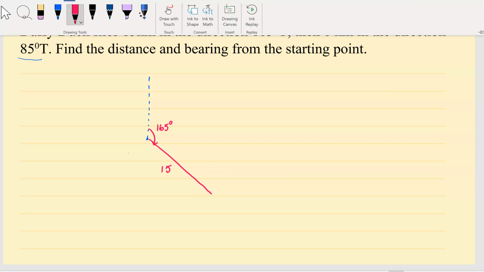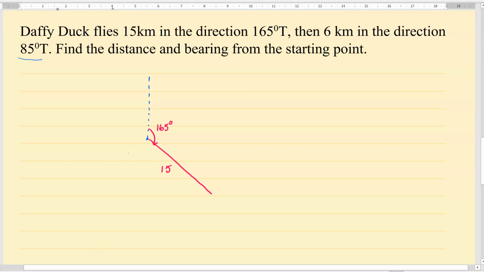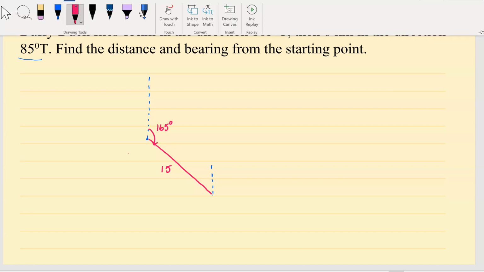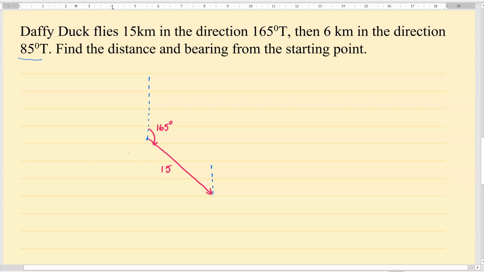So the next thing, we look at the next instruction, and that is we're going 6 kilometers now at 85 degrees. So once again, we pop the degrees true. I would also actually go back, and I like to put the direction. So this is my starting point, and we know that we're heading that way. You could put another arrow in the middle if you really wanted to show that it's going that way. All right, so now we have to go 85 degrees. So remember, 90 degrees would be going that way, so we'd like to go just a little bit above that.